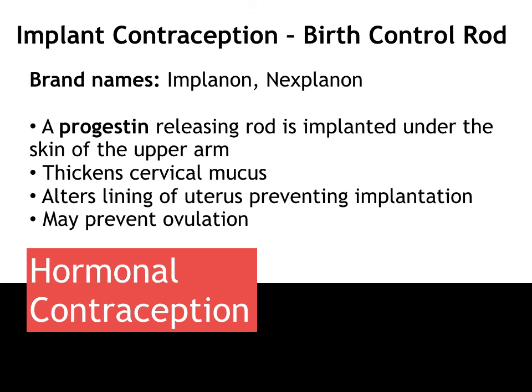Another method is an implant contraception, so birth control rod. So there's a few brand names, including Nexplanon and Implanon. This is a progestin releasing rod, so we're not having estrogen therapy with this either. It's implanted under the skin of the upper arm typically. And again, because it's a progestin, it will thicken cervical mucus, altering the lining, and may prevent ovulation as well in terms of how it's helping with contraception.